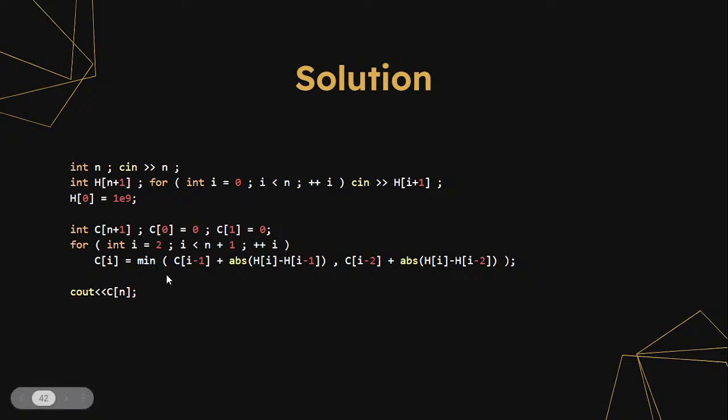For i, I just have to run a loop from 2 to n, where the answer for i will be the minimum of these two values: jumping from one stone behind it or two stones behind it. So pretty straightforward, and finally we have to print the minimum cost for the final stone. Okay, so this will be accepted.